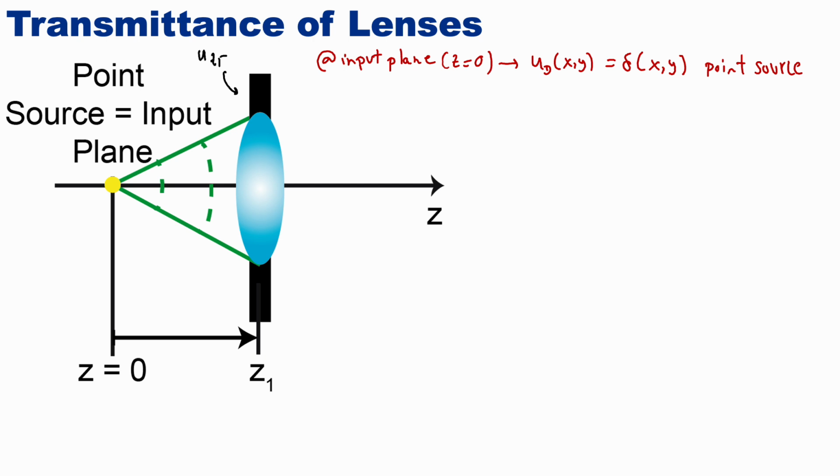Now, what we have is just what we have right before the lens. Right before the lens, what we have is the propagation of the light emitted by the point source, propagated by a distance z.